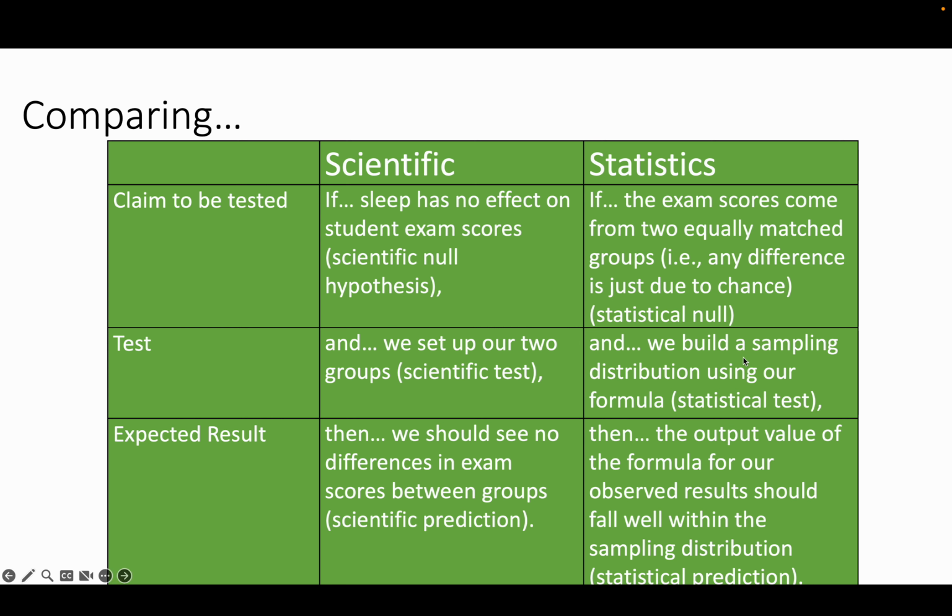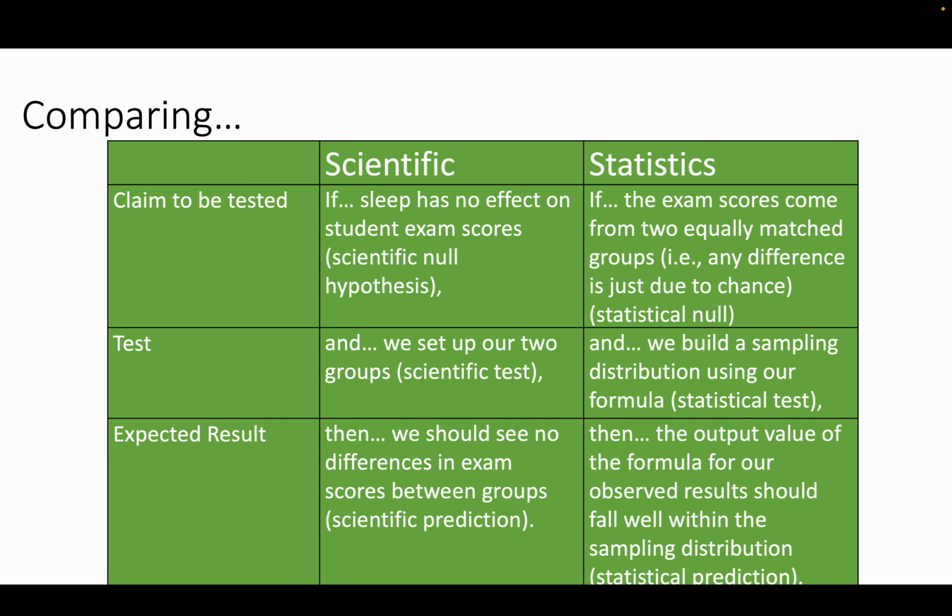And I'm going to build a sampling distribution using my formula. Okay, now in this case, the formula is not going to be a chi-squared. We're going to use a t-test, for example. And a t-test is very similar, except that it can have positive or negative, right? So it can be lower than I expected, it can be higher than I expected. And so it looks like a normal bell curve.